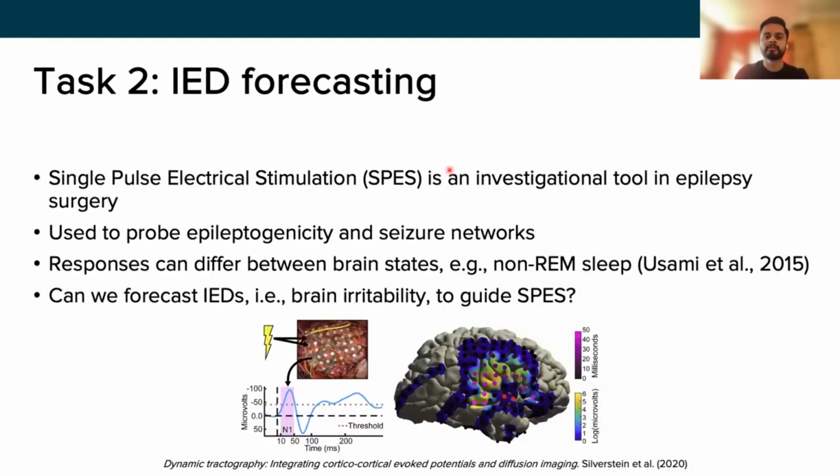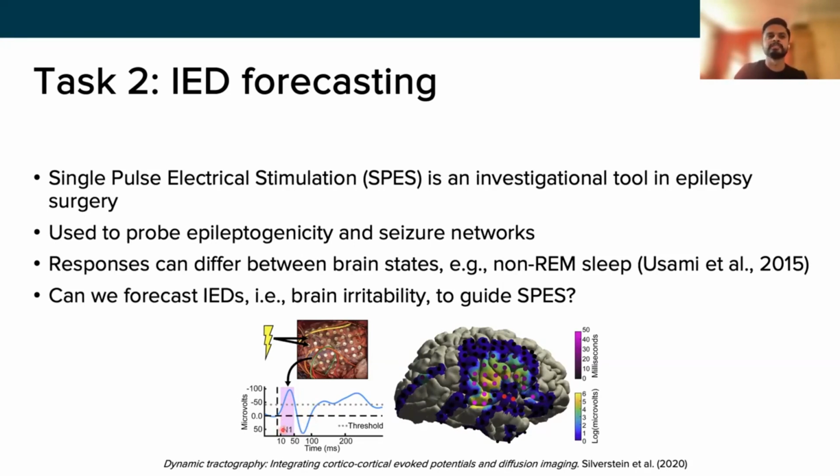So the second task that we covered was motivated by single pulse electrical stimulation, which is an investigational tool in epilepsy surgery. This can be used to probe epileptogenicity and seizure networks, with the idea being that you can probe a pair of electrodes and measure the responses at other locations. And these responses can differ between different brain states. So for example, during non-REM sleep, it's been found that the high gamma activity component of these M1 responses were higher, and that can potentially make them more informative.